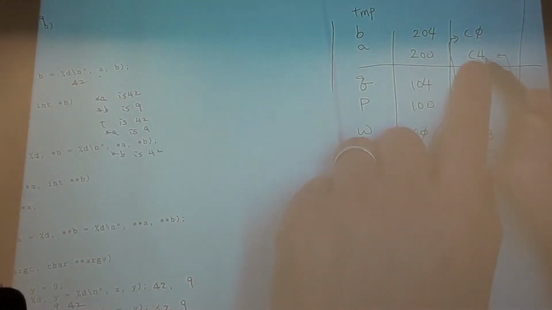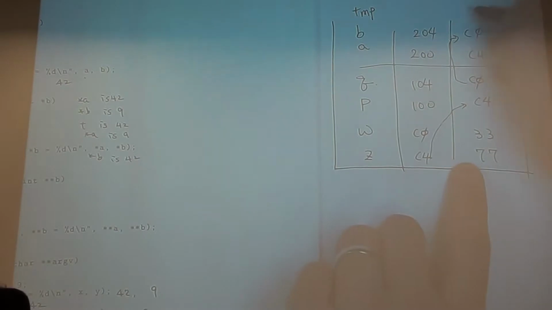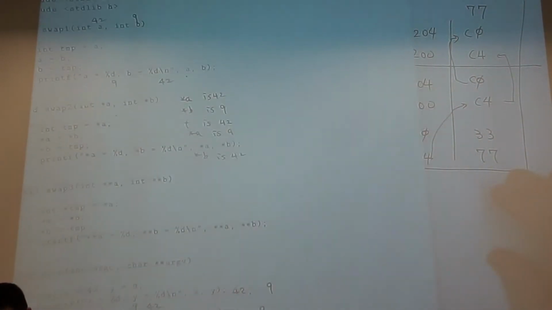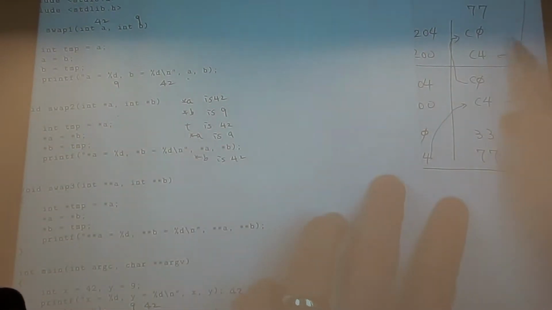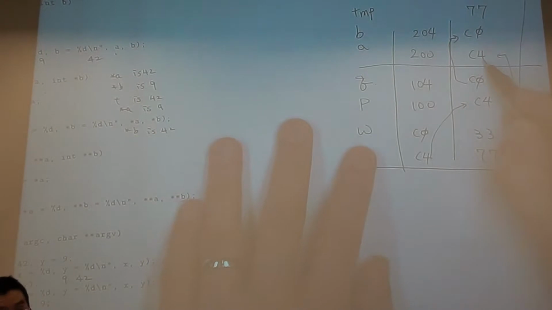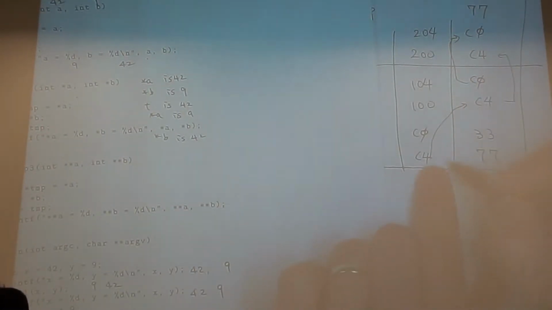Temp's value is star A. So I take A's value as an address, go to read the value at the address, temp will be 77. Star A equal to star B. Star A, A's value is C4. So I'm going to modify the value at C4. Star B is C0, so this will become 33.